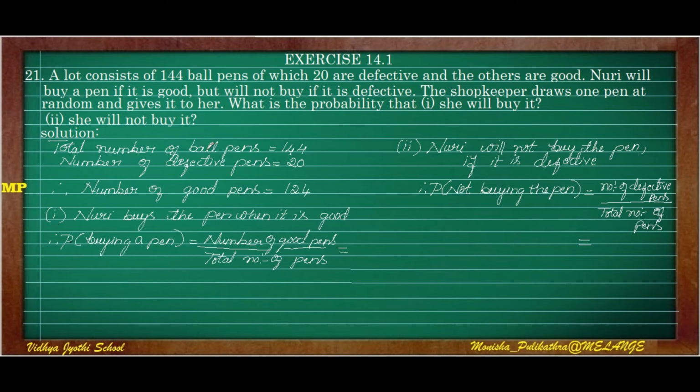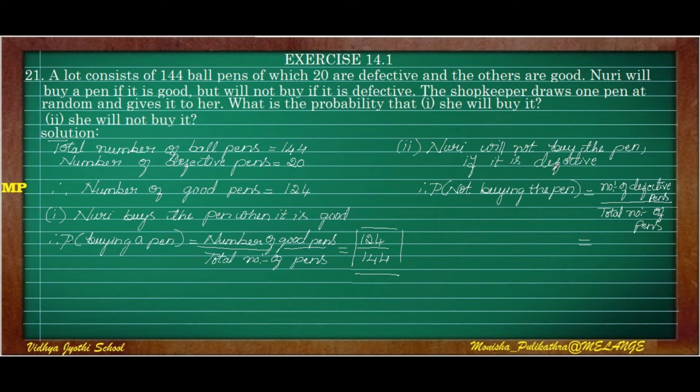Okay. So the total number of ball pens is 144 and the number of defective pens is 20. If we subtract, we will get the number of good pens: 144 minus 20, which is 124 good pens. The first question: Noori will buy the pen only if it is good. So the probability of buying a pen is the number of good pens by the total number of pens. The number of good pens is 124, so it is 124 divided by 144. This is the probability of buying a good pen.